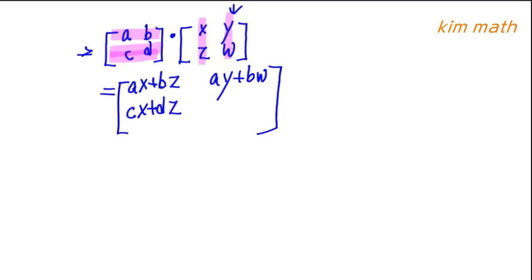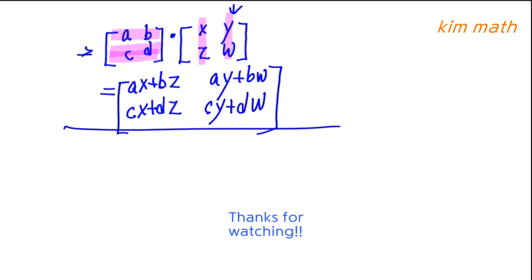let me repeat one more time. Second row of the first matrix and second column of the second matrix, you have CY plus DW. Okay, this is the definition of multiplication of two matrices.